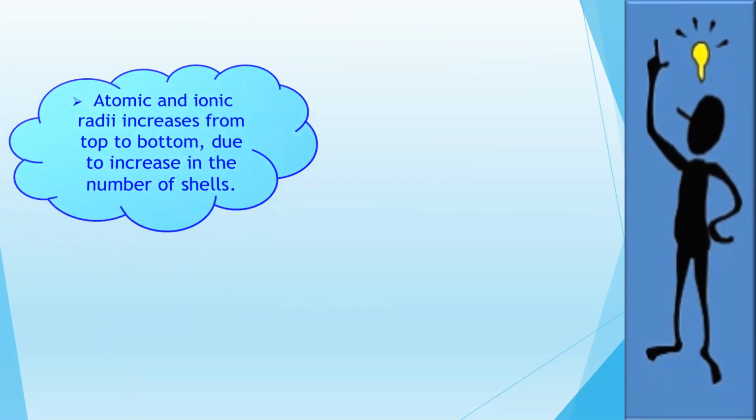When we talk about the atomic and ionic radii of the oxygen family, they increase from top to bottom due to the increase in the number of shells. This is the trend of group elements: as we go down the group, the outermost shell has the same number of electrons, but the number of shells increases, which increases the atomic size.